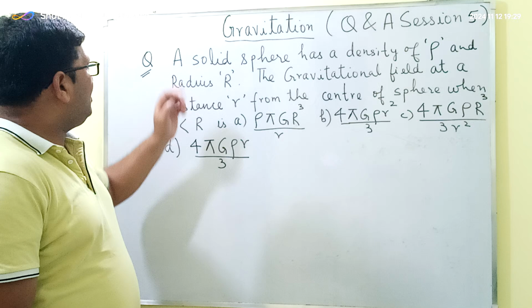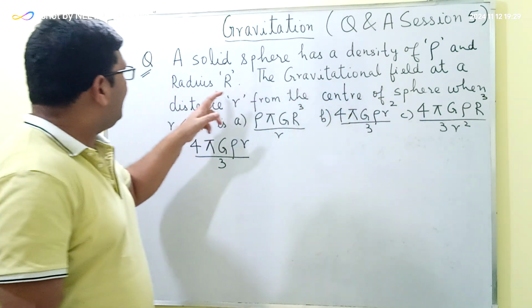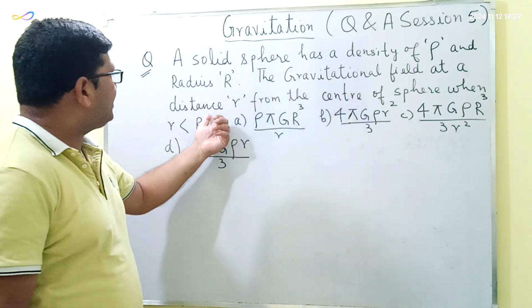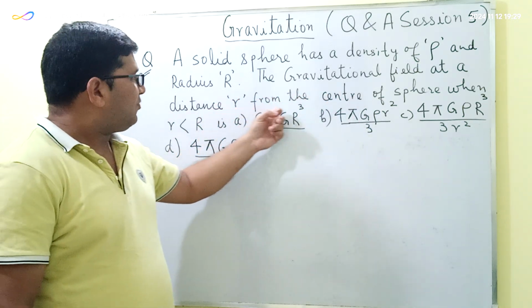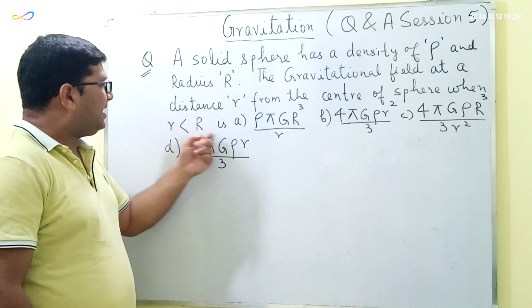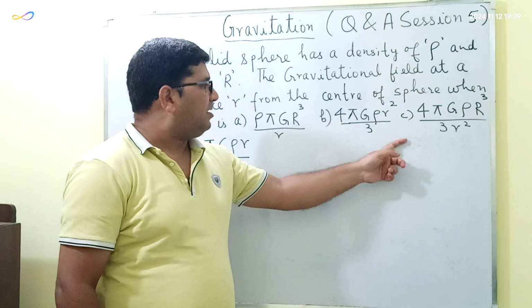So here the question is: a solid sphere has a density of rho and a radius of capital R. The gravitational field at a distance r, small r, from the center of the sphere, when small r is less than capital R, is. So there are 4 options here and we have to find the correct one.